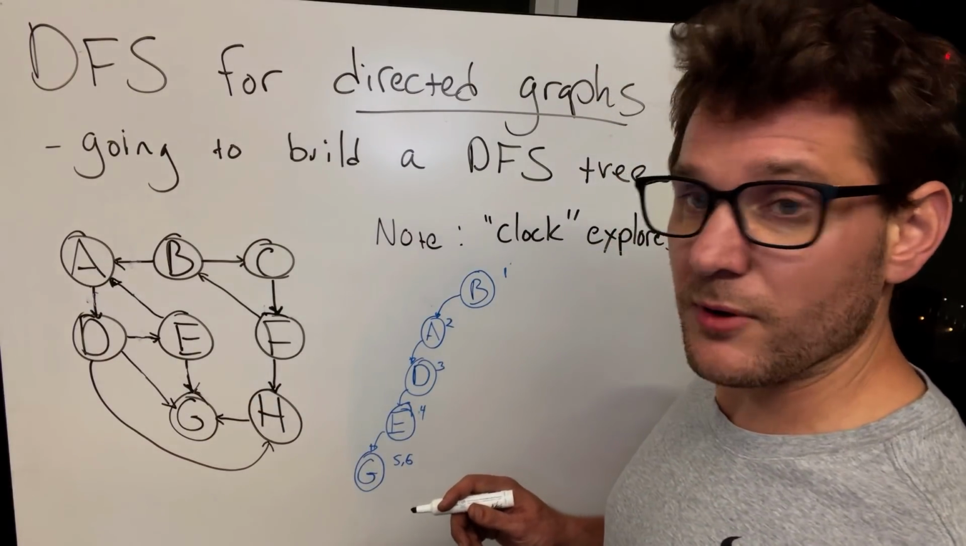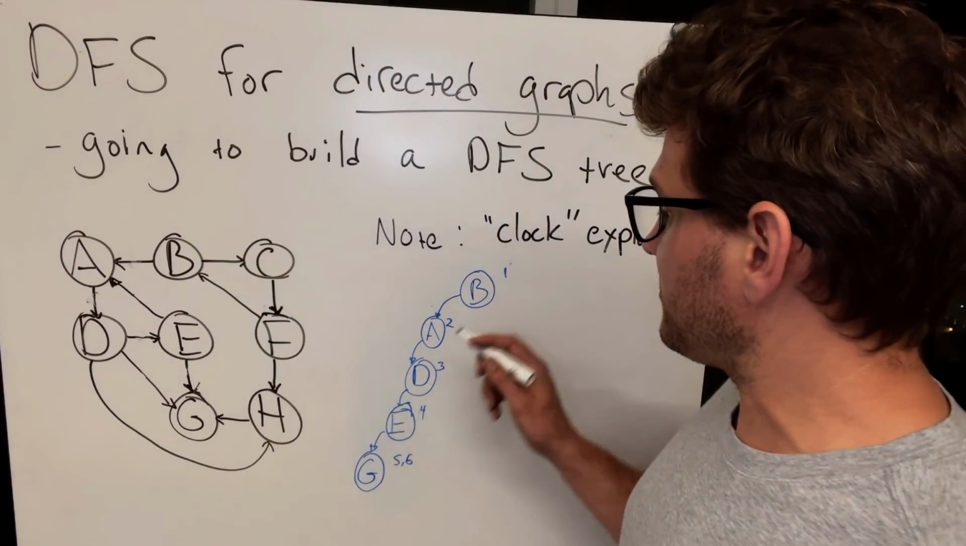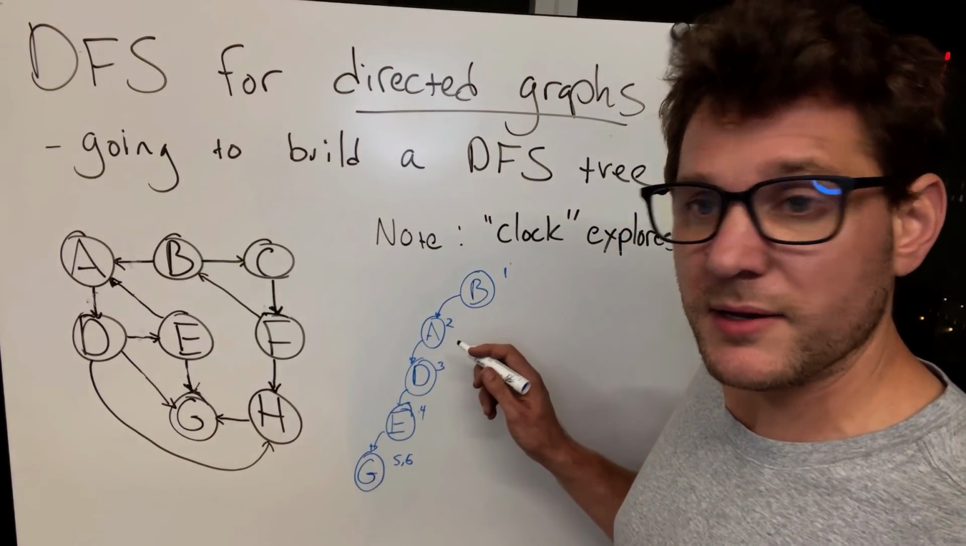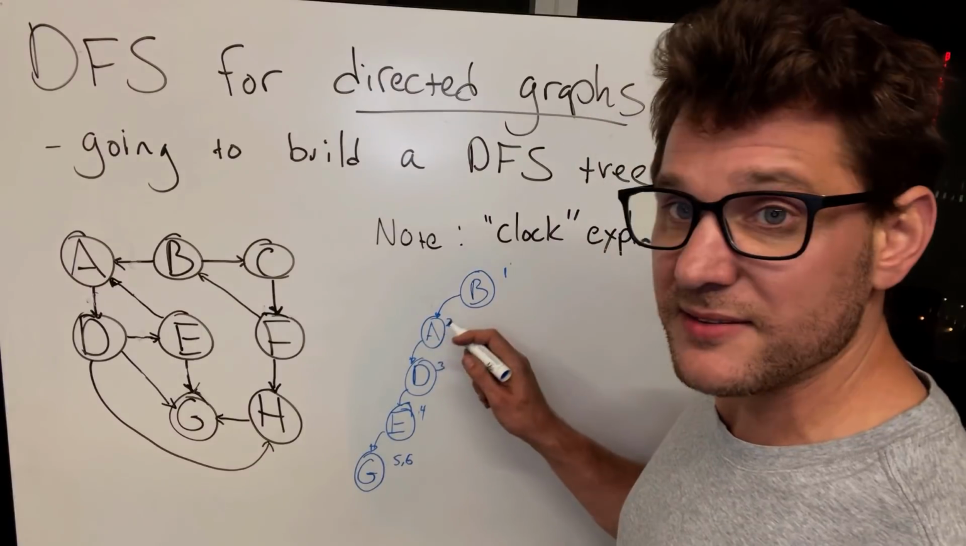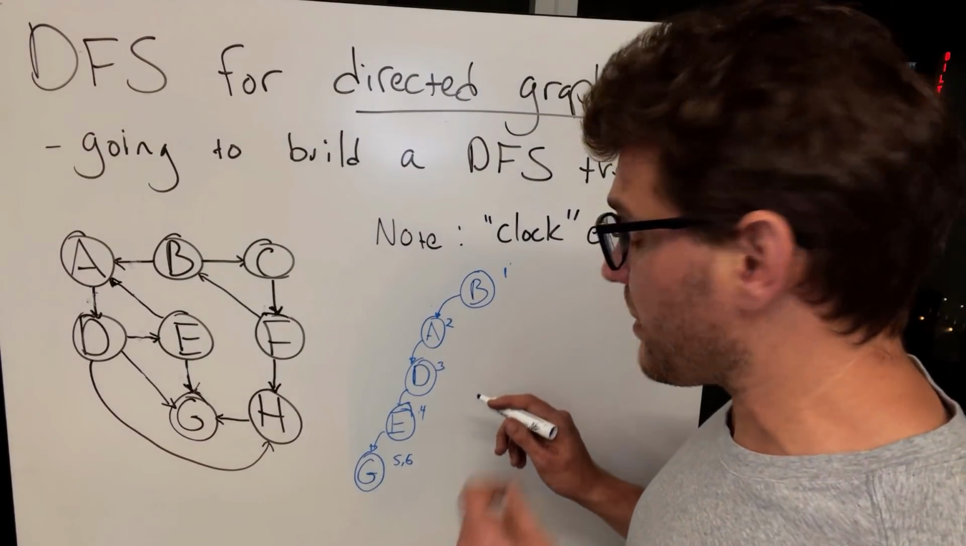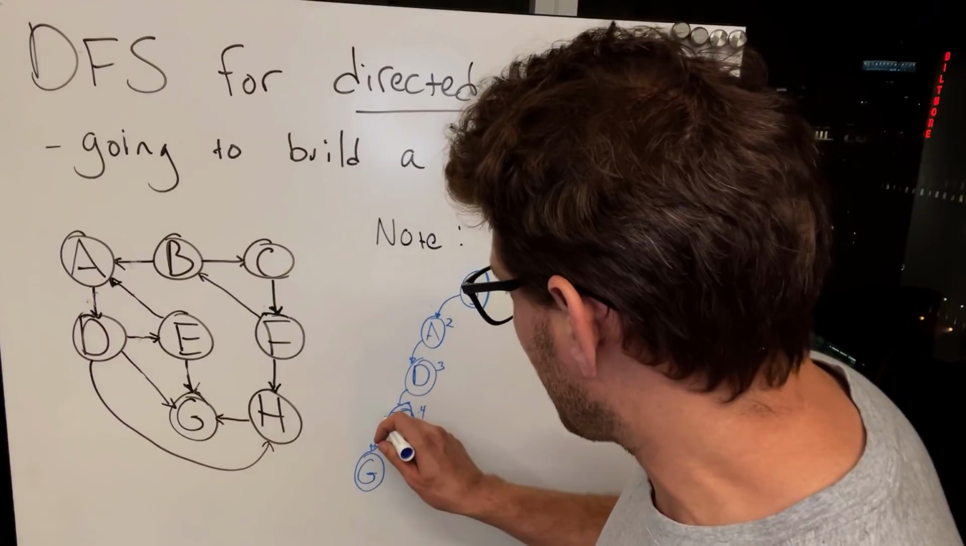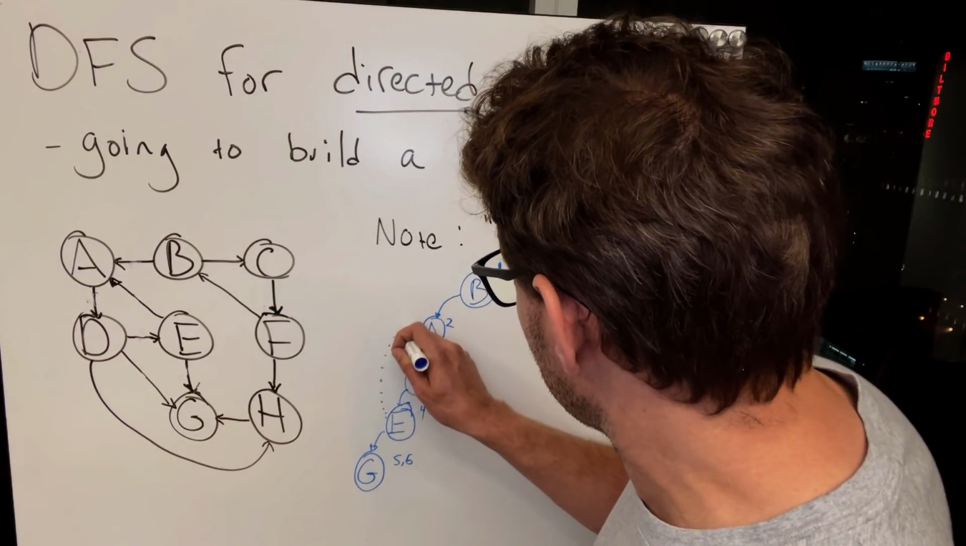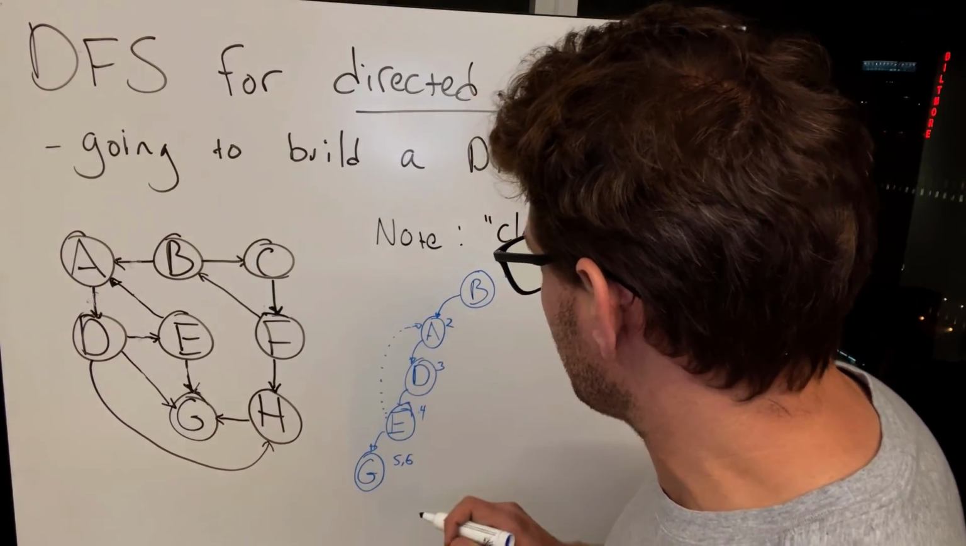E has another neighbor, A. Unfortunately, I've already explored A, so I'm not going to add A as a newly visited node. It's already been visited. But I am going to record, at least in a dotted line, that there is a back edge from E to A.